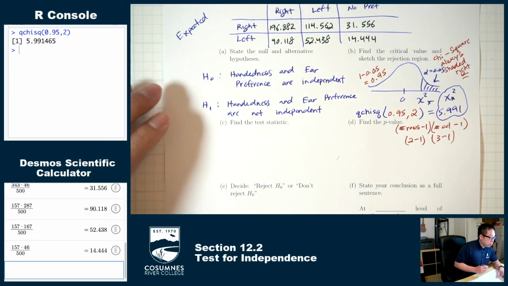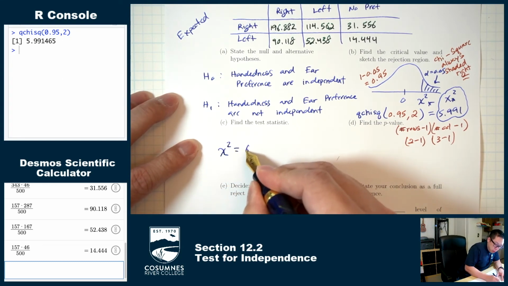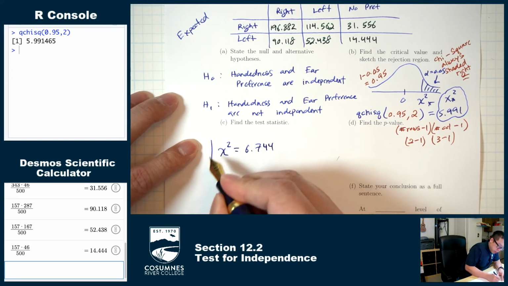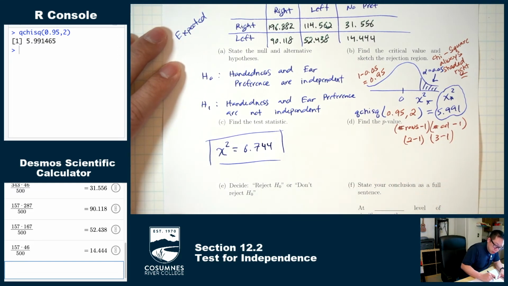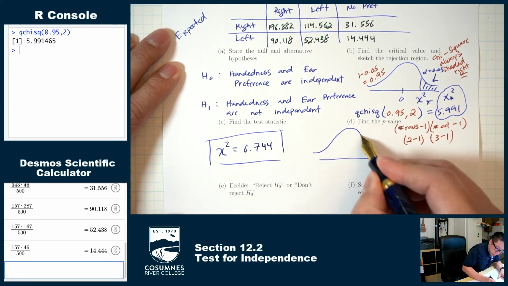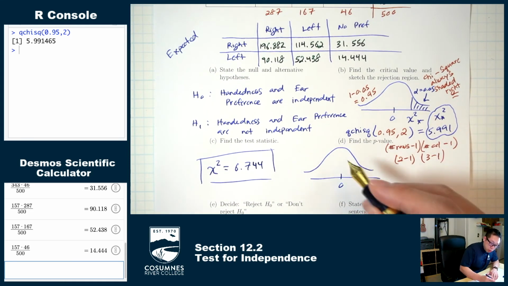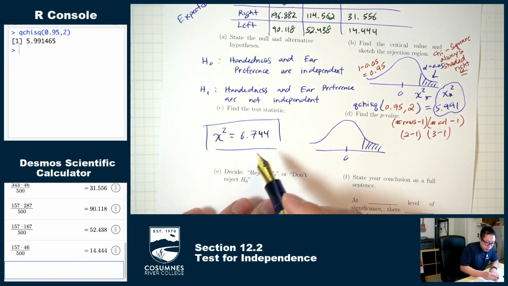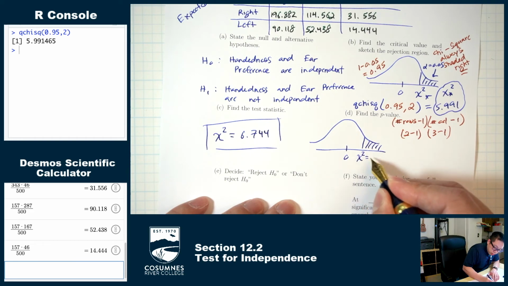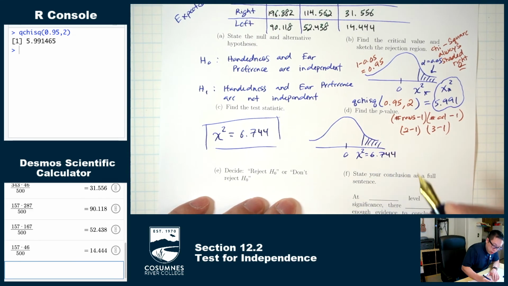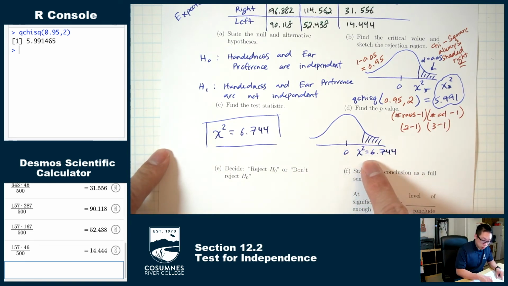So let's go back to the problem. The test statistic that we just found was 6.744. Part D, find a p-value. So draw our picture. It should be the same picture that we drew in part B. It's going to be shaded to the right. Put your test statistic that you just found on the picture, so 6.744. And your job is to find the shaded area. That's the p-value.